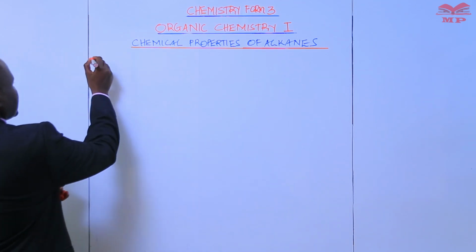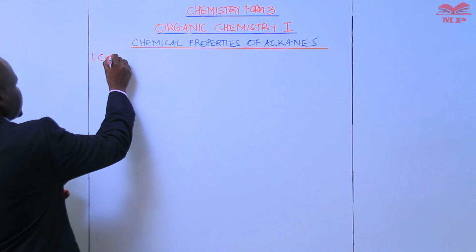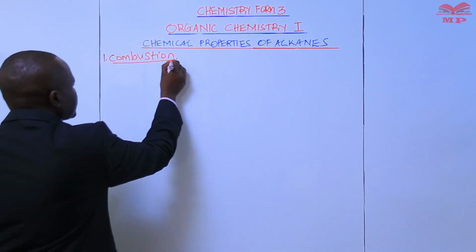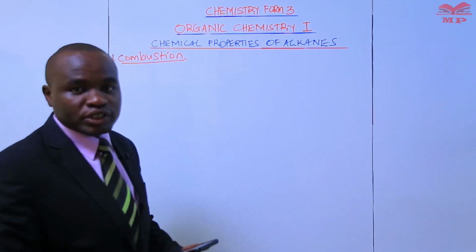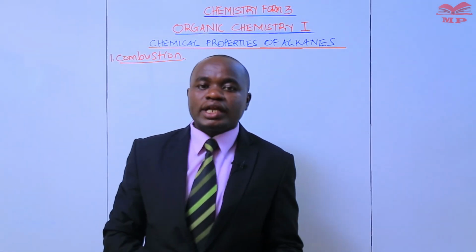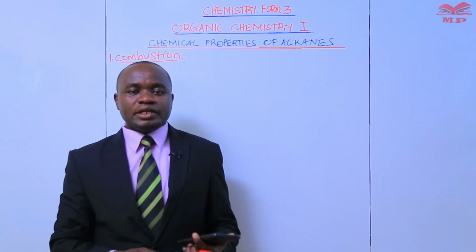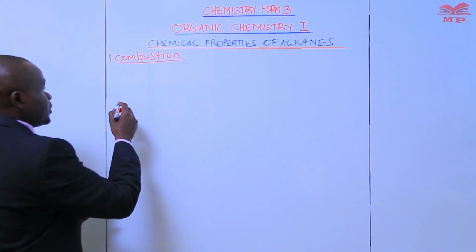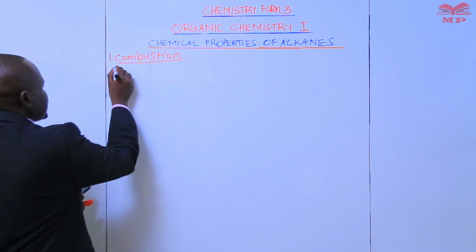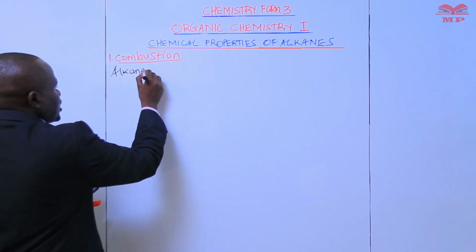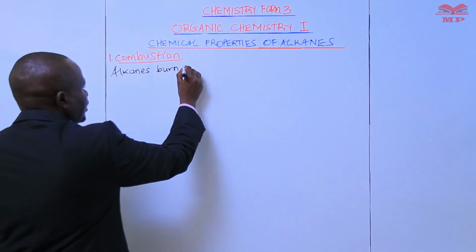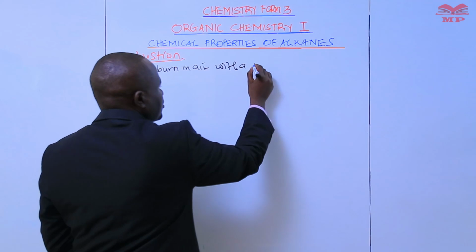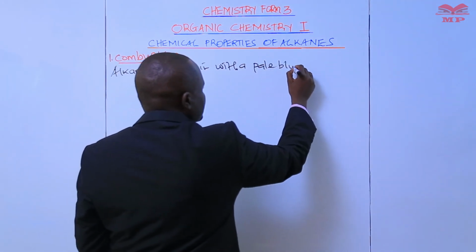Combustion. This is to do with burning. So we need to know this, that alkanes burn in air with a pale blue flame. That is the main distinguishing property, that alkanes burn in air with a pale blue flame.